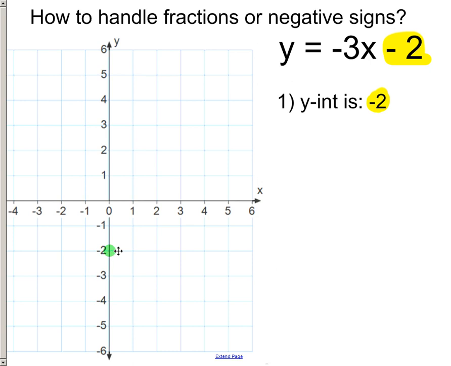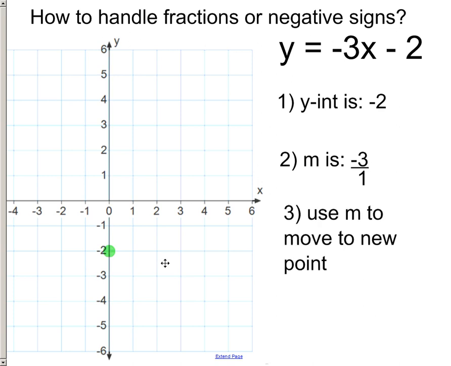The next thing that we do is, again, we take a look at your slope number. Well, the slope number is also negative. It was negative 3. So there's your slope, negative 3. How do you make a negative number into a fraction? Surprise, surprise, you just put a 1 under it, okay? And now you're going to use that fraction just like you always have, but this is what you do with a negative sign on the top. If it's a negative 3, you're just going to move down 3 spots. So from this negative 2, you're going to move down 3 spots. 1, 2, 3.